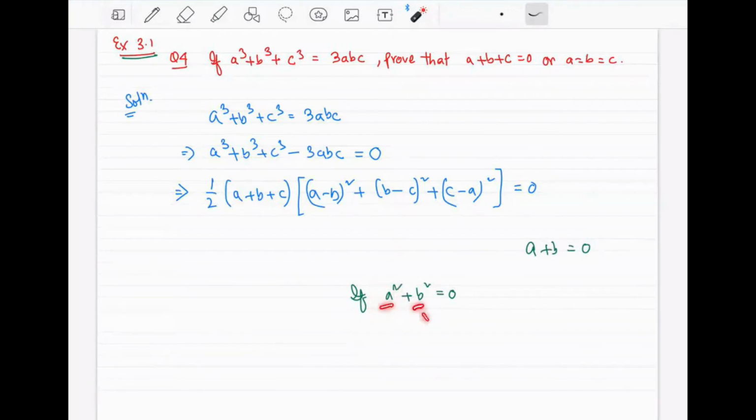Addition of 2 positive numbers is 0. How is that possible? Can I add +1 and +1 and then obtain 0? No. Can I add +2 and -2 and obtain 0? Yes. But in that case, the signs are different. But in this case, when we have A square and B square, A square is positive sign, B square is also positive sign. That means there is no possibility that this is one number and this is another number and we obtain the sum as 0. So the only possible condition here is A is 0 and B is also 0. That way 0 square plus 0 square will be equal to 0.